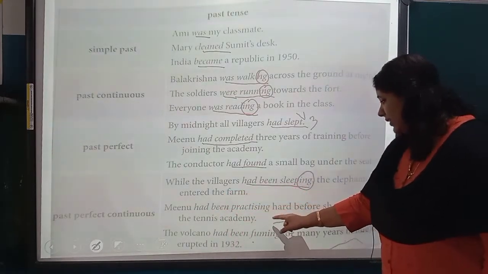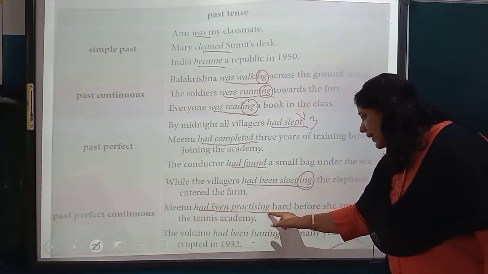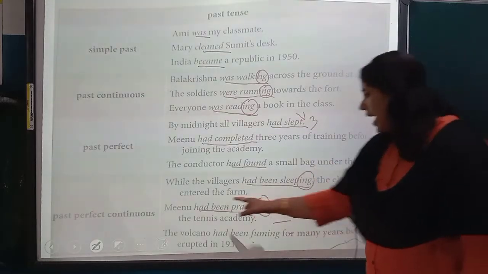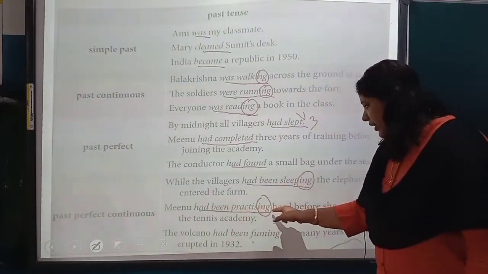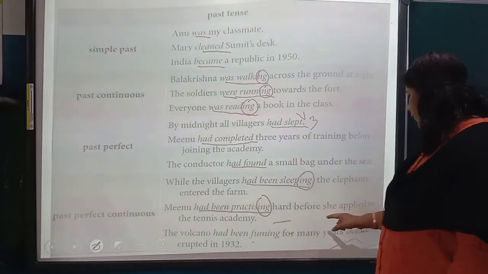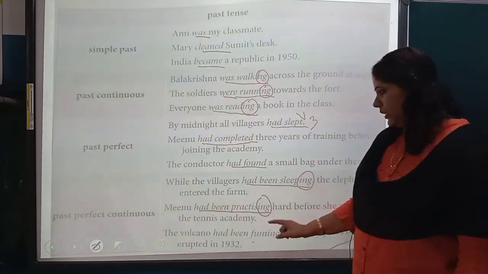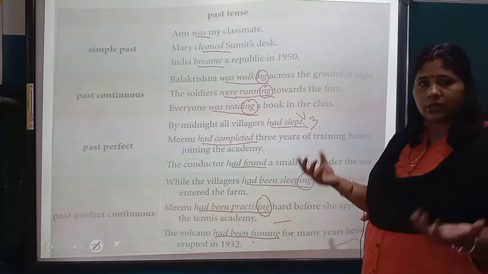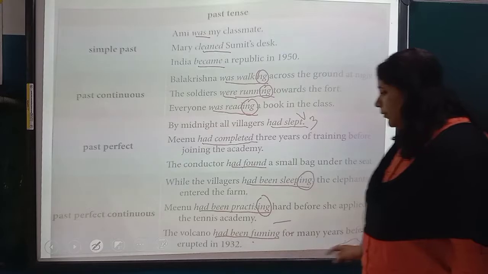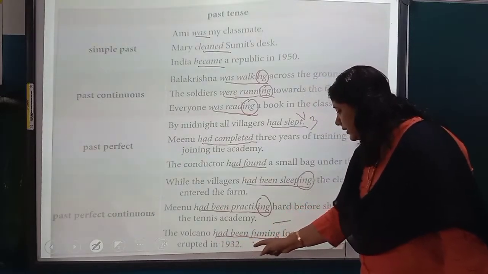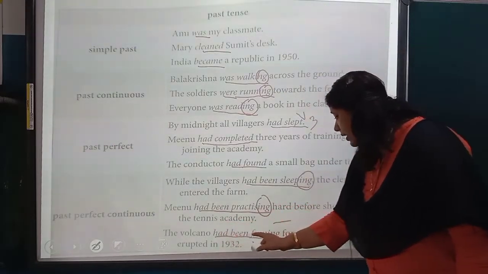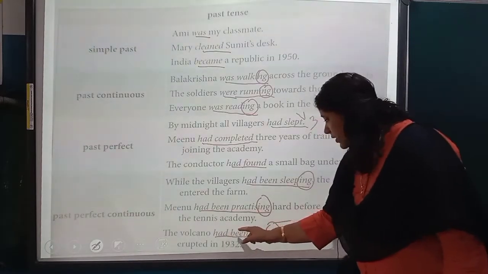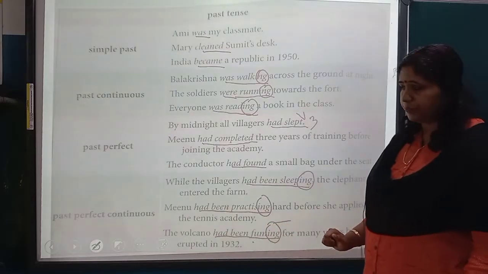Meenu had been practicing. Ing. Practicing. Had plus been plus ing with the main verb. Hard before she applied to the tennis academy. The volcano had been fuming for many years before it erupted in 1932. The volcano had been fuming. See, ing. Isn't it? And had plus been plus ing.